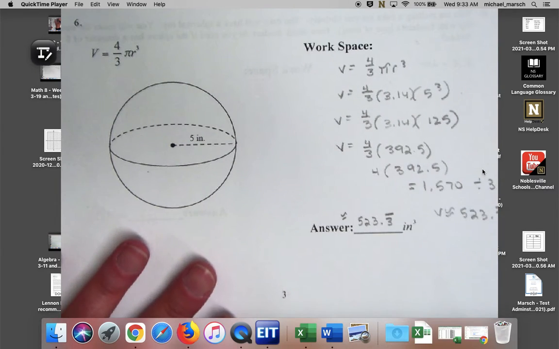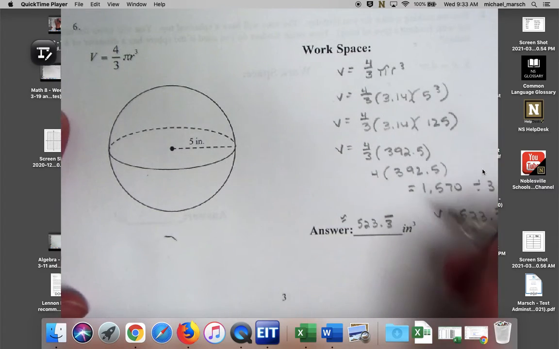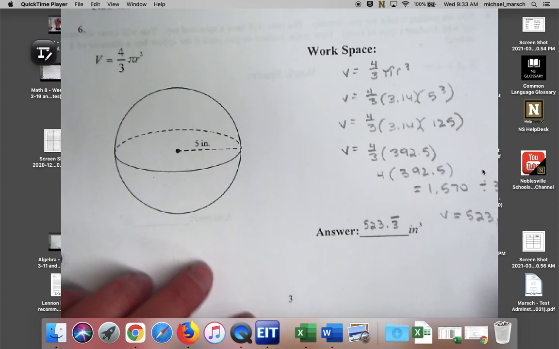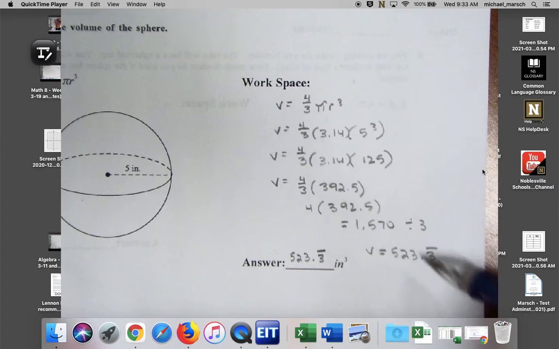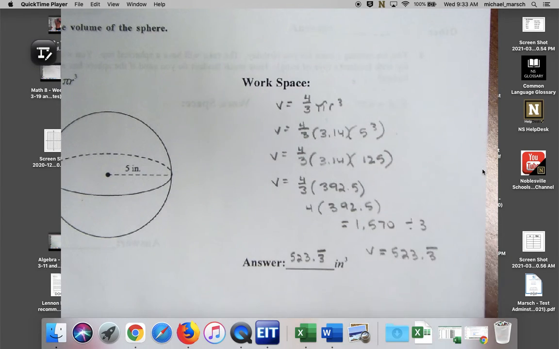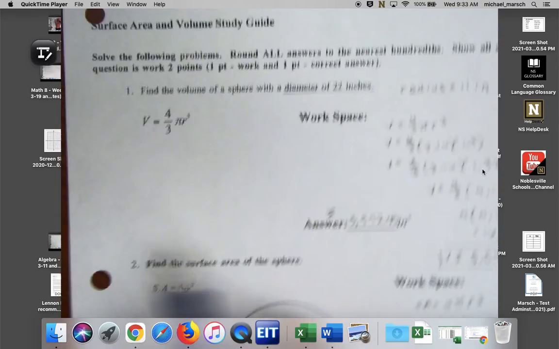So I would say about 523.3 repeating. Well, actually, that would be an exact value, so I would put an equal sign there, because if I leave it 0.3 repeating, then that means it's the exact value. If I had left it at 0.3 about, then I would have to use the about sign. Oh, yeah, we did surface area. Oh, I see where we did volume for number 1, but we just didn't have a picture.